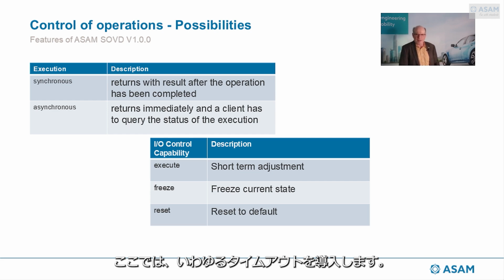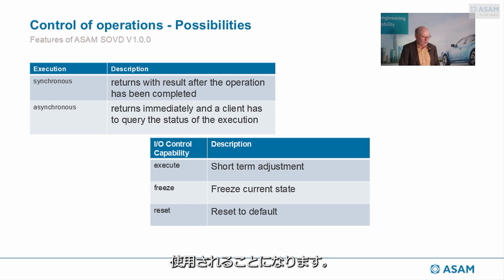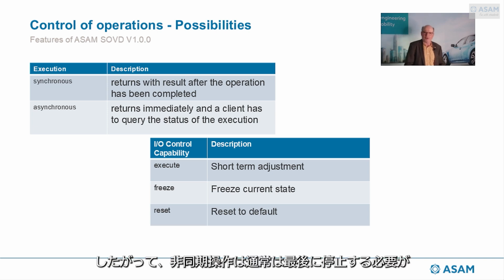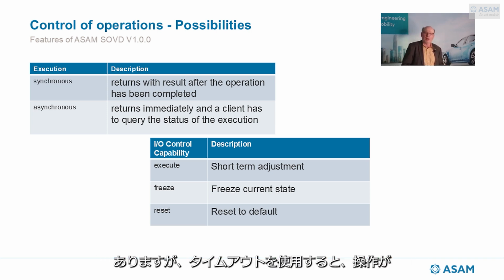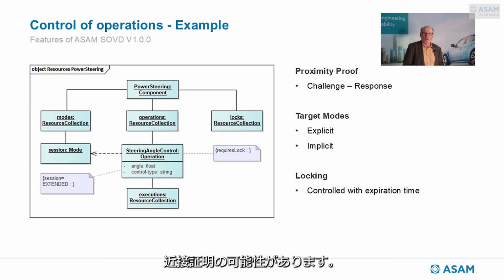And we have here introduced the so-called timeout. This means the timeout is used for the time while the operation shall be running. So the asynchronous operation must normally be stopped at the end, but with the timeout we can define how long the operation shall maximally run. We have the possibility of proximity proof.